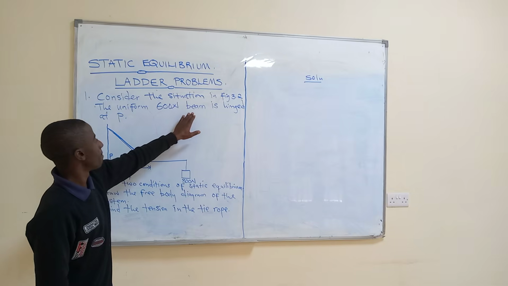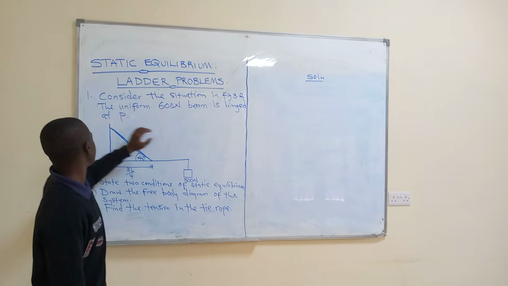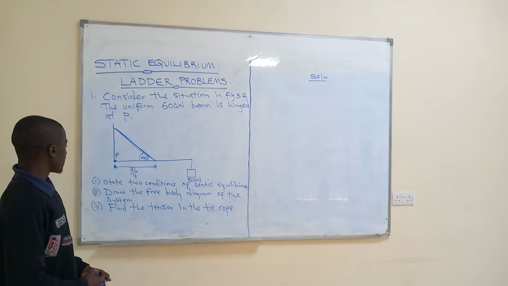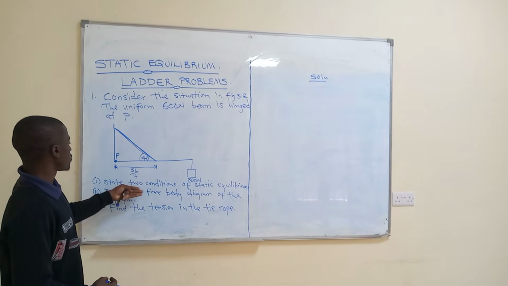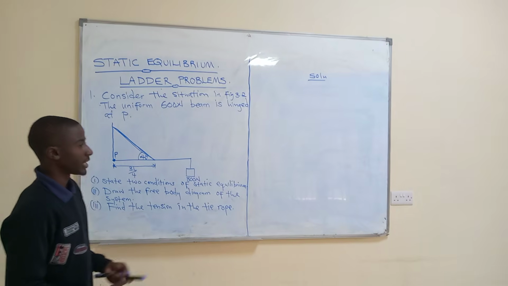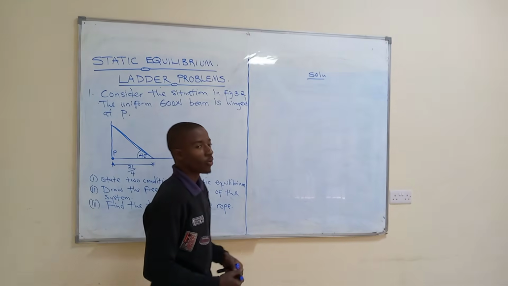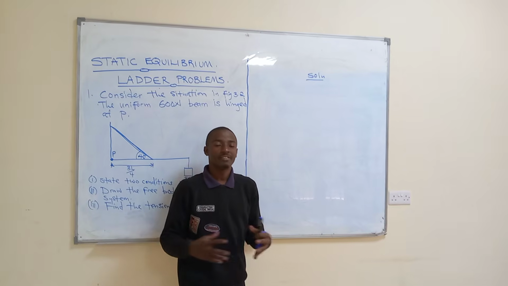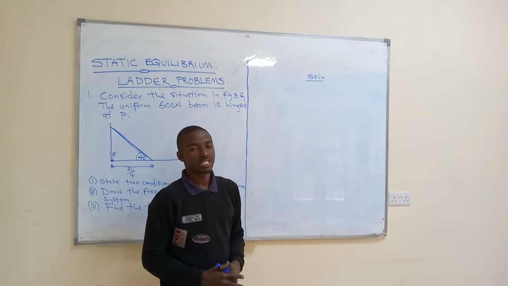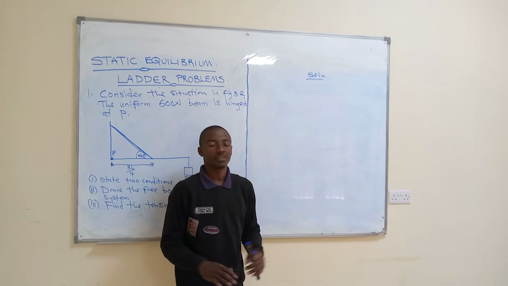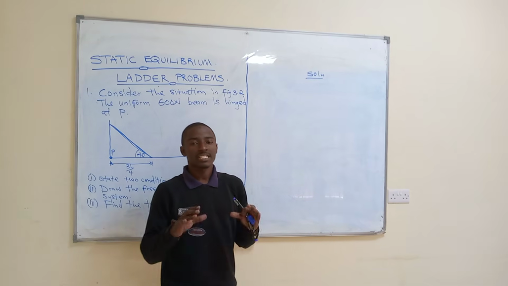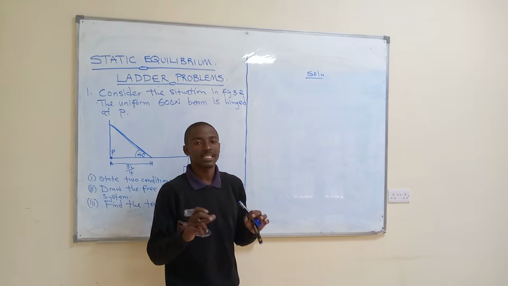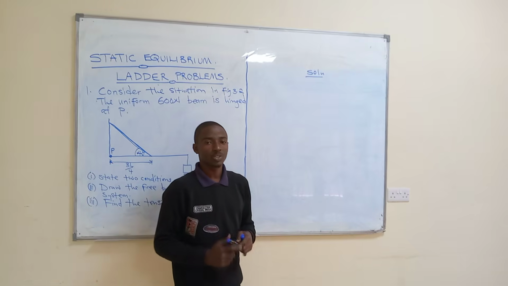600 Newton beam is hinged at P. The first question, they are saying state two conditions of static equilibrium. So the first one is that the summation of vertical and horizontal forces must be equal to 0. Another thing is that the summation of torque about a pivot or certain point must be equal to 0.